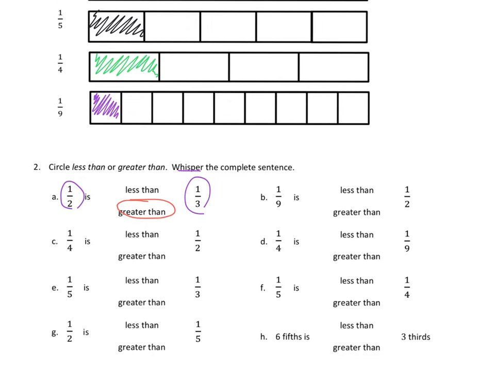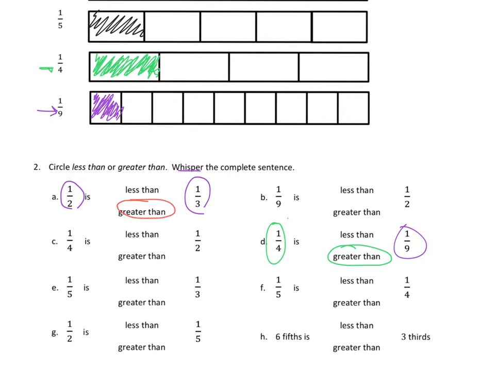So I'll jump over to D, and we have 1/4 and 1/9. So I have to look at my fourths and my ninths, and luckily they're right here. Here's fourths, here's ninths, and when I look at those, I see that my 1/4 unit is much larger than the 1/9. So when I make my statement, 1/4 is less than or greater than. It's greater than because it's a larger piece of the one whole than the 1/9. So my statement will be 1/4 is greater than 1/9.